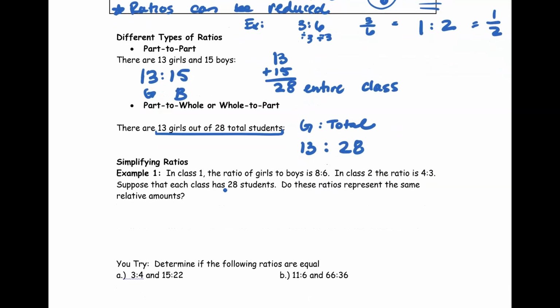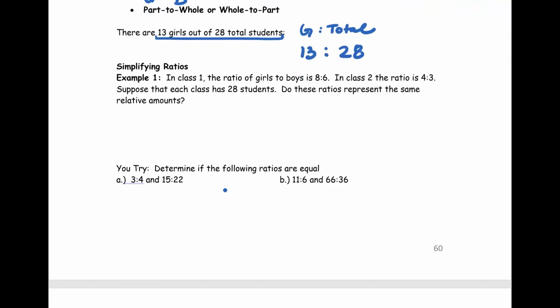So let's talk about how we can simplify some ratios. Example 1 says in class 1, the ratio of girls to boys is 8 to 6. So I'm just going to write class 1. We've got girls to boys. The ratio is 8 to 6. In class 2, I'm going to write over here, class 2, the ratio is 4 to 3, and we're still going to assume that's girls to boys. Suppose that each class has 28 students. Do these ratios represent the same relative amounts?